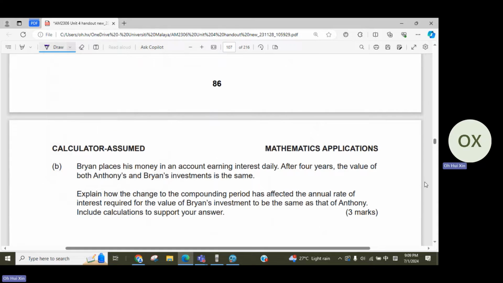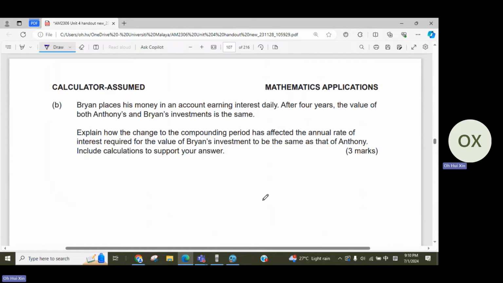Okay, so the question said that Brian Wise places the money in an account that earns interest daily. So after 4 years, the value of both Anthony's and Brian's investment is the same. The question asks: explain how the change to the compounding period has affected the annual rate of interest required for the value of Brian's investment to be the same as that of Anthony. Include the calculation to support your answer.